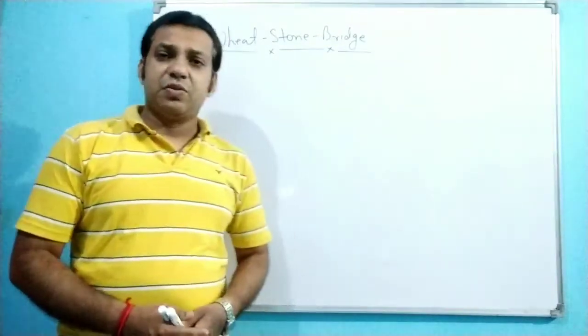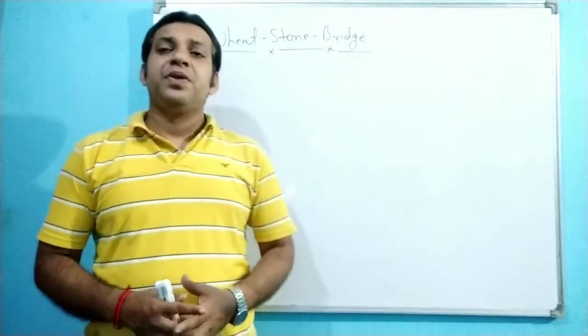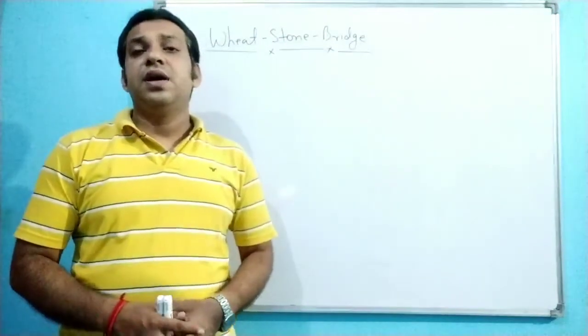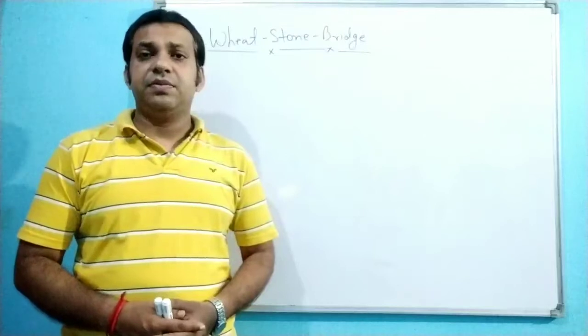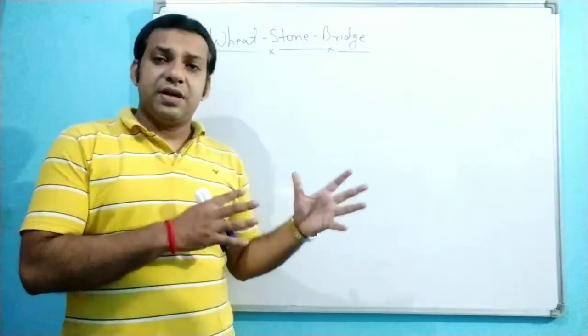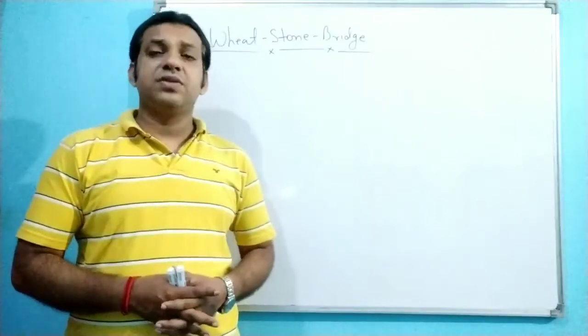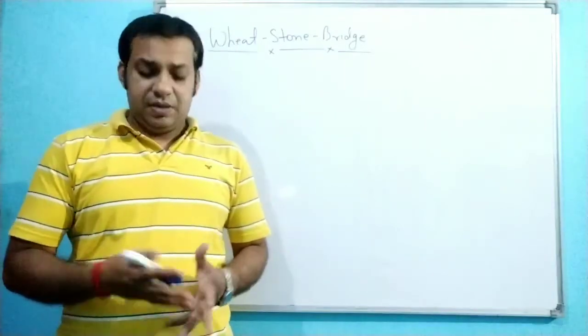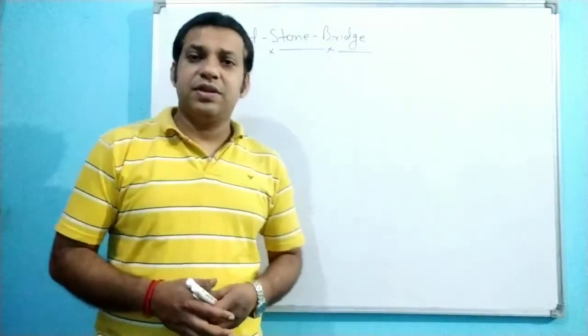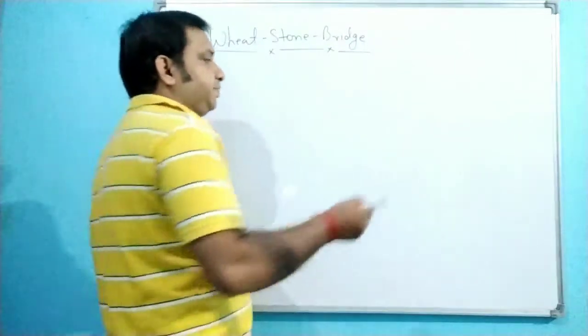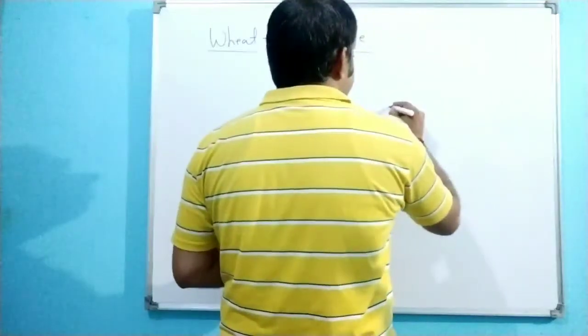So Wheatstone bridge. What is the Wheatstone bridge? Wheatstone bridge is the arrangement of resistors by which you can find the value of the resistance of any conductor. So just see what is the arrangement of the resistors. How the resistances are arranged.